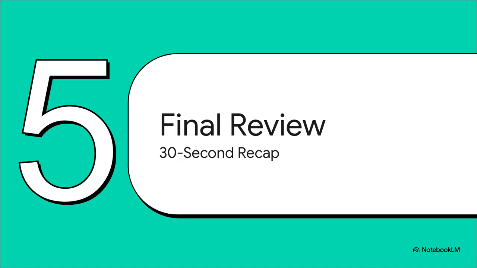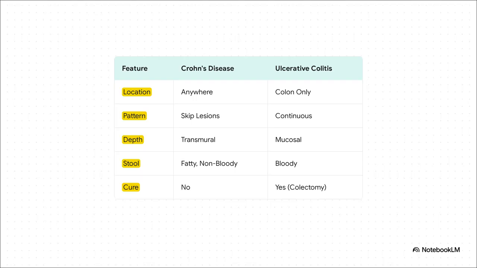Phew, we have covered a lot of ground, so let's pull it all together in one last super fast summary. This is your 30-second recap to just burn these facts into your memory for exam day. Let's lock this in. Ready? Location: Crohn's is anywhere. UC is colon only. Pattern: Crohn's has patchy skip lesions. UC is one continuous block. Depth: Crohn's is deep and transmural. UC is superficial and mucosal. Stool: Crohn's is fatty. UC is bloody. And the big one, surgical cure: that's a no for Crohn's and an absolute yes for UC. You master this table, you have mastered the difference.